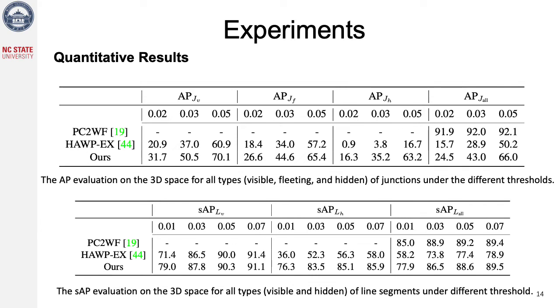For the AP of 3D junctions, as PC2WF takes the point cloud captured in the most ideal configuration and they only need to classify the junction points from the dense point clouds, they obtained better performance than our DSG model that needs to fill the invisible junctions from single-view images. We also get better results both on the visible parts and invisible parts compared with HoP-X in the 3D space.